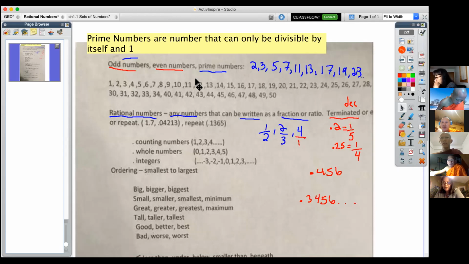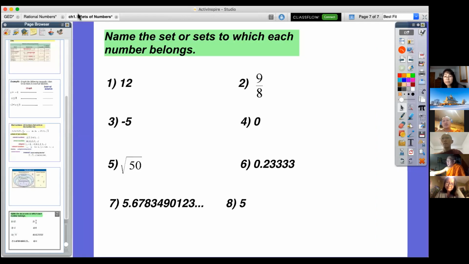Why is it a prime number? Because 31 does not divide by anything but 31 and 1. Okay, what about 47? Is 47 a prime number? Yes, it is.